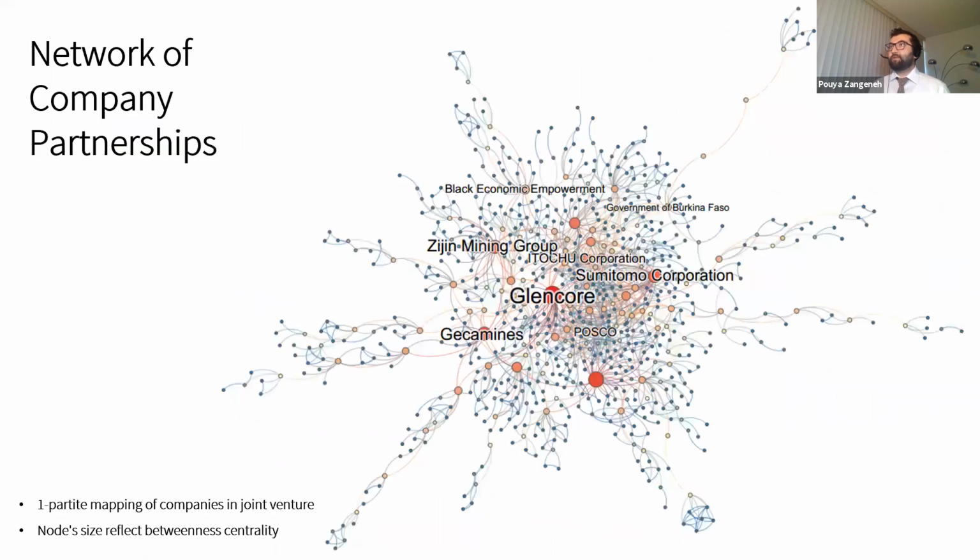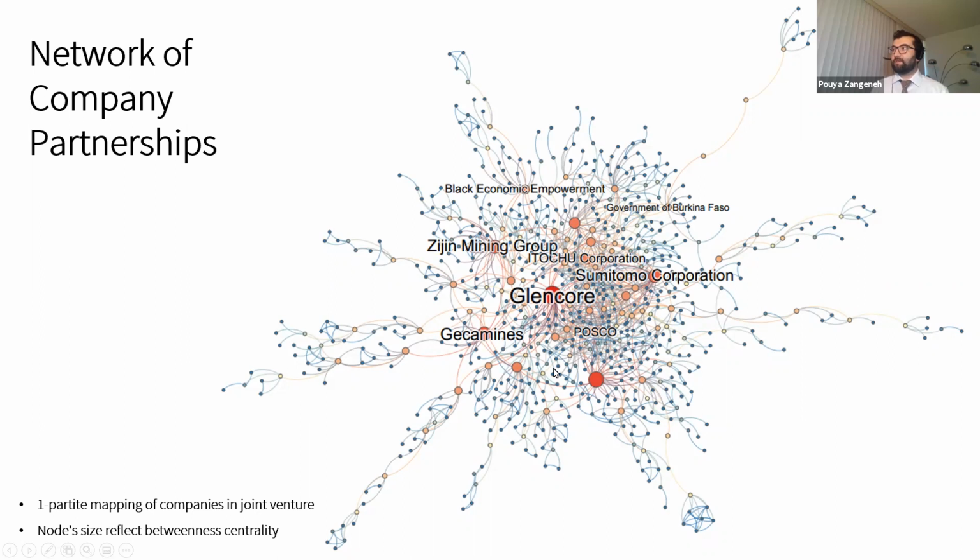Now, one of the interesting things, as I mentioned, about these sorts of databases is that the data that you collect will form a graph across the industry. This is, for example, the graph of company partnerships across the mining industry out of 8,000 mining projects. It is a one-partite mapping of the companies that work together, and you can do all sorts of graph analysis on the industry out of it.